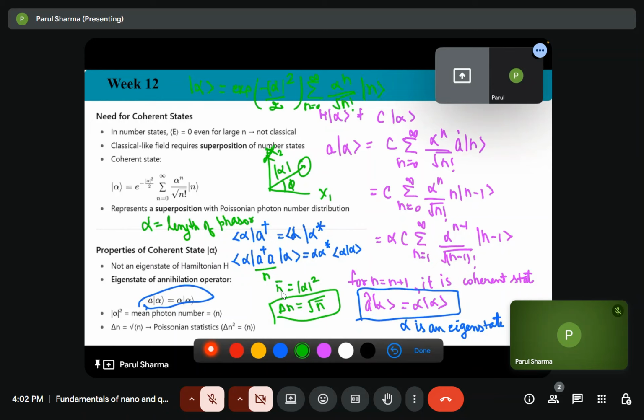So this equation, as a superposition of all these number states, also follows the Poissonian statistics. We also knew earlier that the coherent state has the Poissonian statistics, but now we proved it by considering the superposition of all the states.